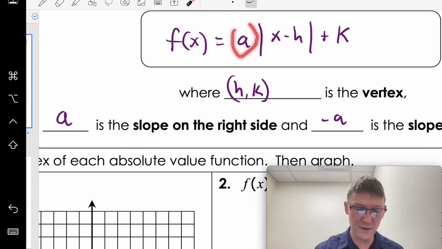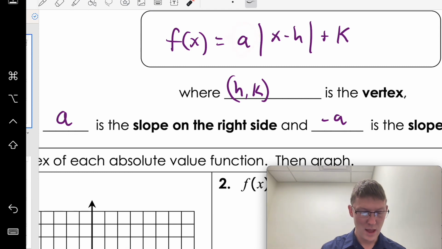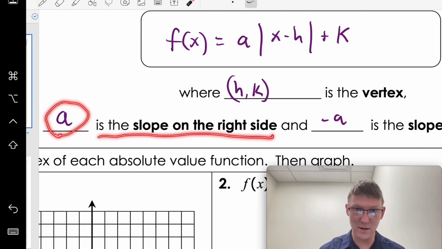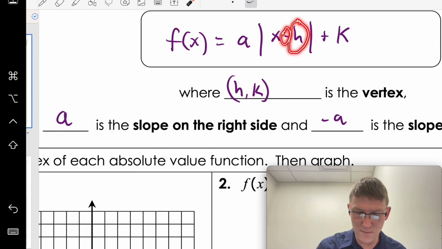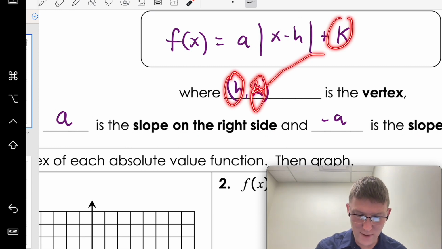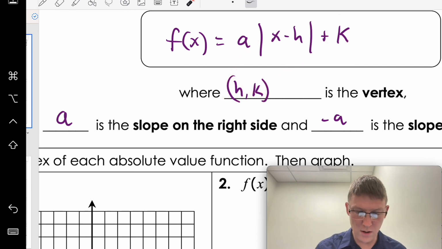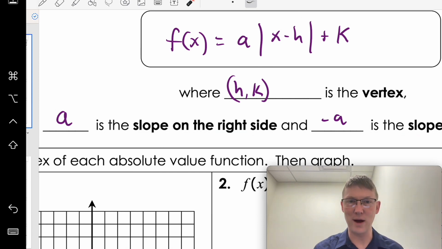So this number tells us how wide or how narrow, and we can graph it because it is the slope on the right side of the absolute value. And by definition, negative a is the slope on the left side, but usually I just graph the right side and then just mirror it if I'm graphing, because it's just easier that way. So the main takeaways here: notice that the h has a negative sign, goes to our x value, our k goes to our y value, and this is our slope on the right side of our absolute value.